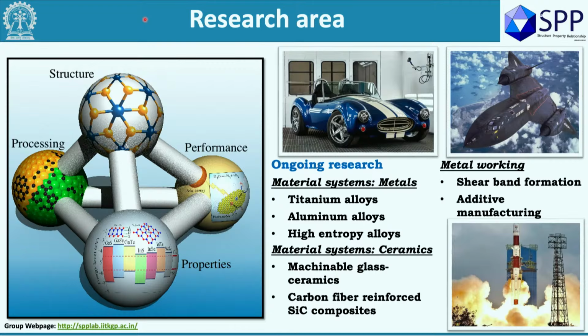So one of them is shear band formation in metals, and of course additive manufacturing. The commonality of all of them is that they are all structural materials and mostly space and aerospace materials, so you can classify them as high temperature materials. If you want more information, please visit our group web page.